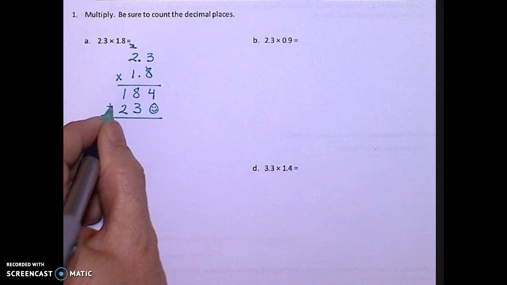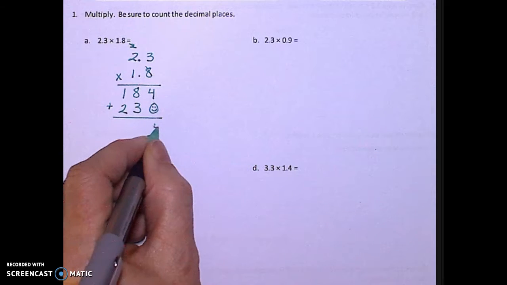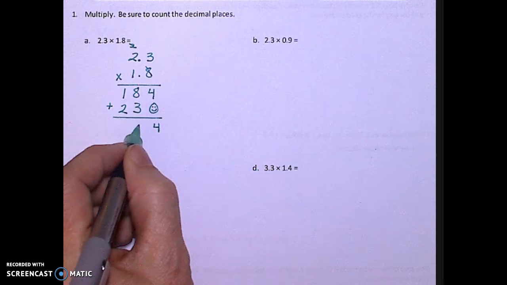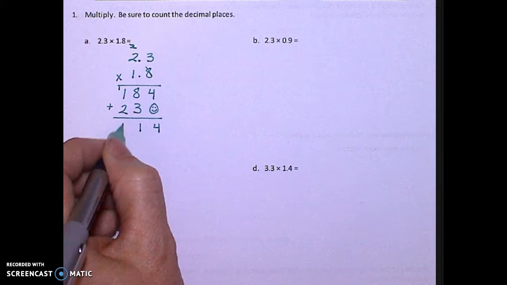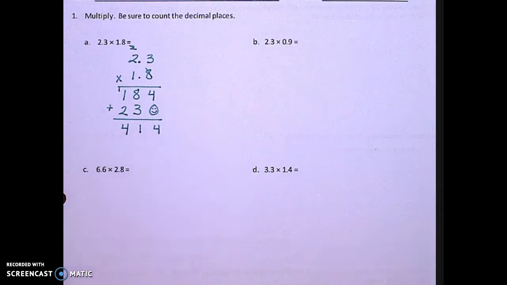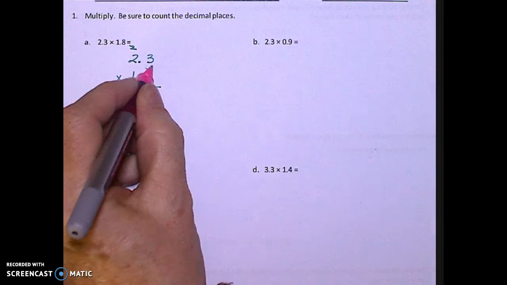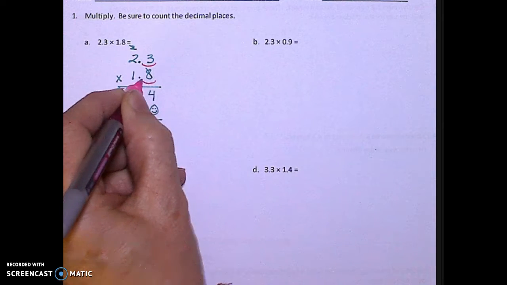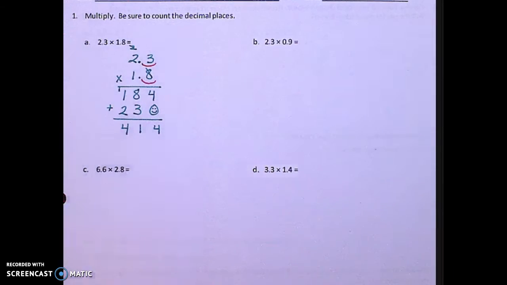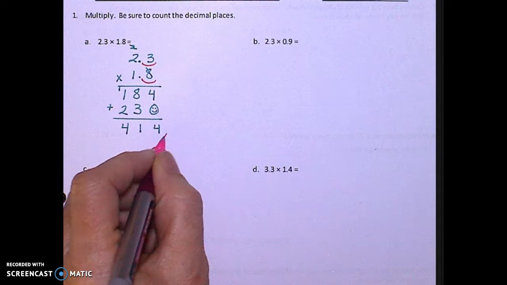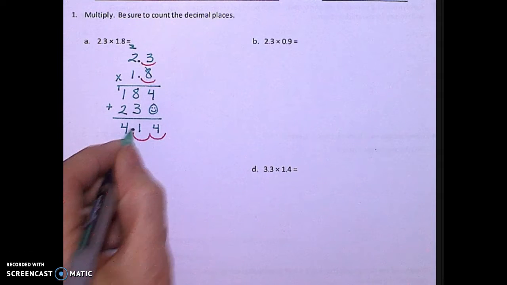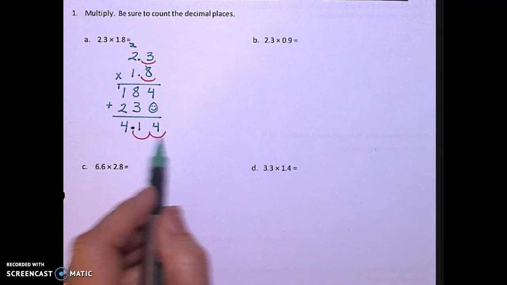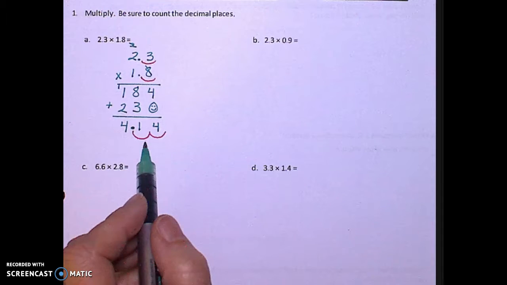All right, let's add straight down. 4 plus 0 is 4. 8 plus 3 is 11. 2 plus 1 plus 1 is 4. Good. Now what I would like for you to do is look at the decimals. If we count over 1, 2, that's the same thing we need to do in the answer. Starting on the outside, come over 1, 2, that's where your decimal goes. You don't actually have to have these jump marks, but I just put them there so that you could see what we did.